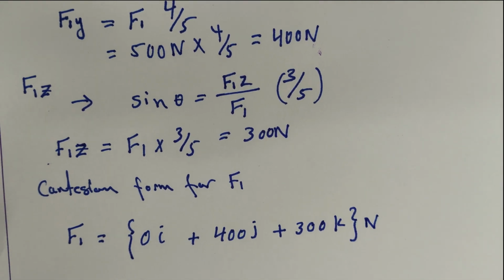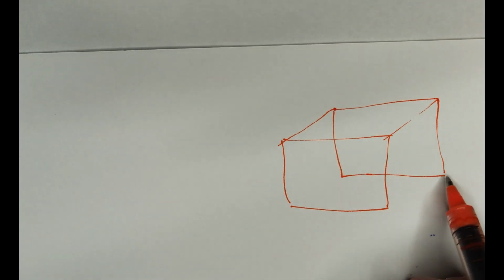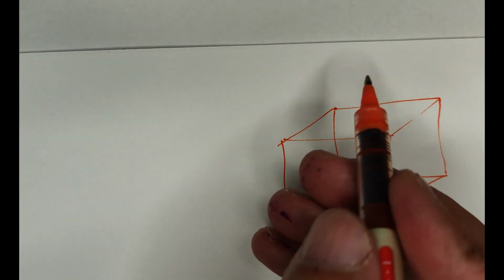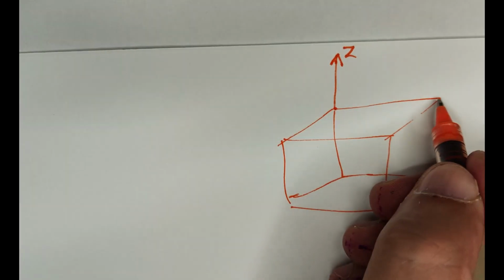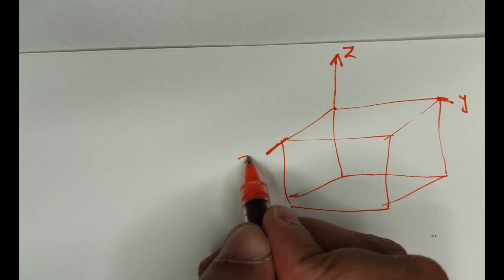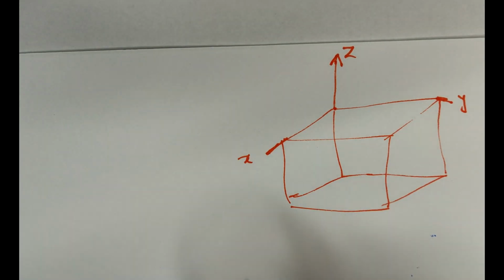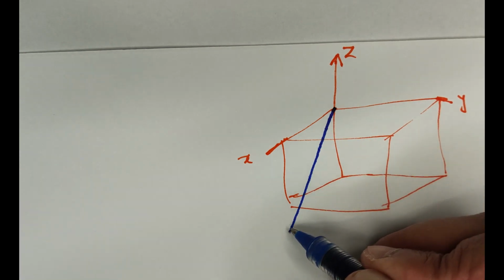Now we are going to solve for F2. Show my free body diagram in this way. So here, I know this component in here is the z-axis, this one in here is the y-axis, and this one here is the x-axis. Now F2 is coming downwards in this direction.